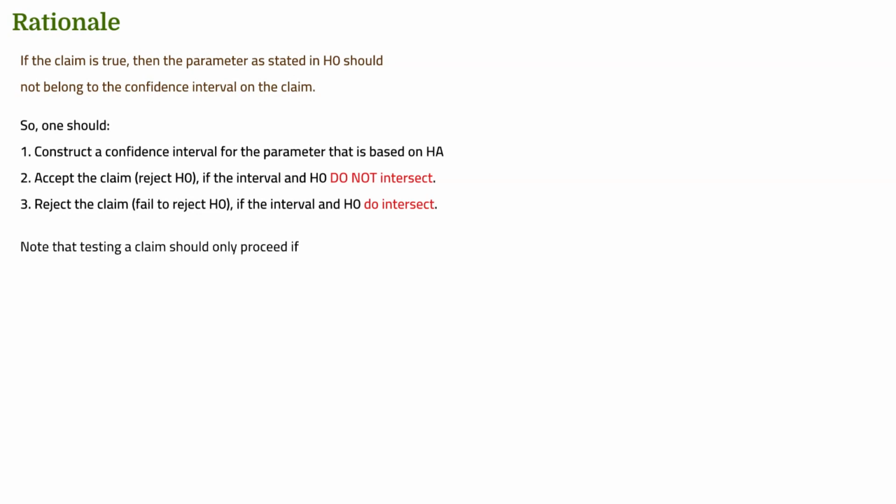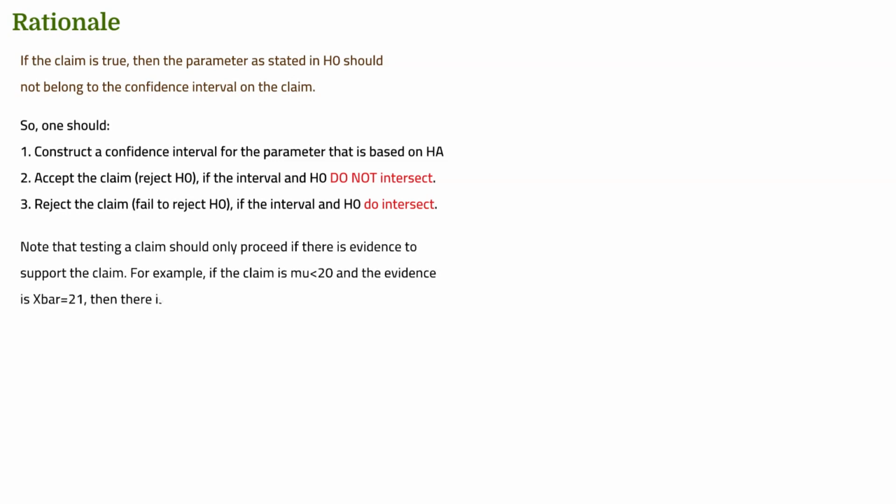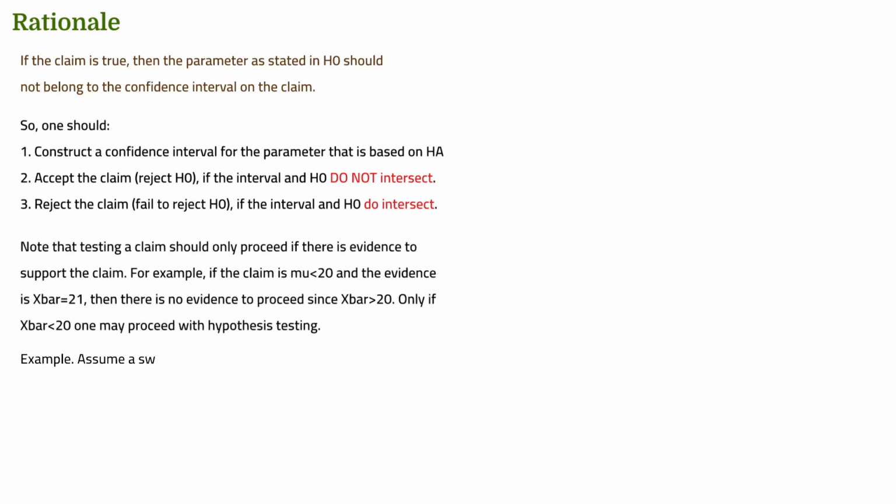Note that testing a claim should only proceed if there is evidence to support the claim. For example, if the claim is mu less than 20 and the evidence is x bar 21, then there is no evidence to proceed since x bar is greater than 20. Only if x bar was less than 20, one should proceed with hypothesis testing.